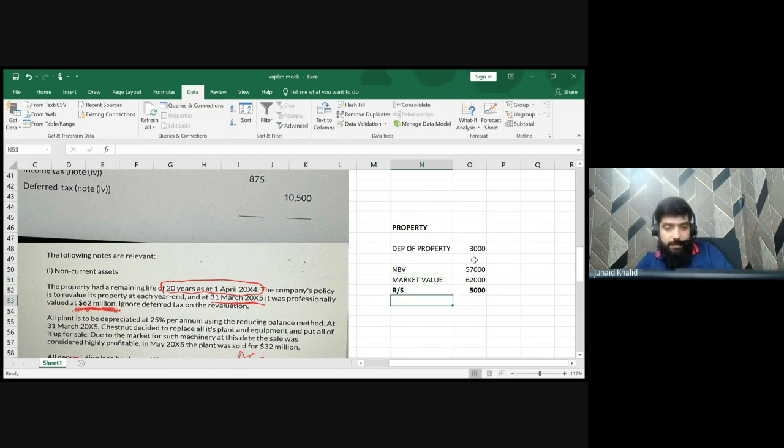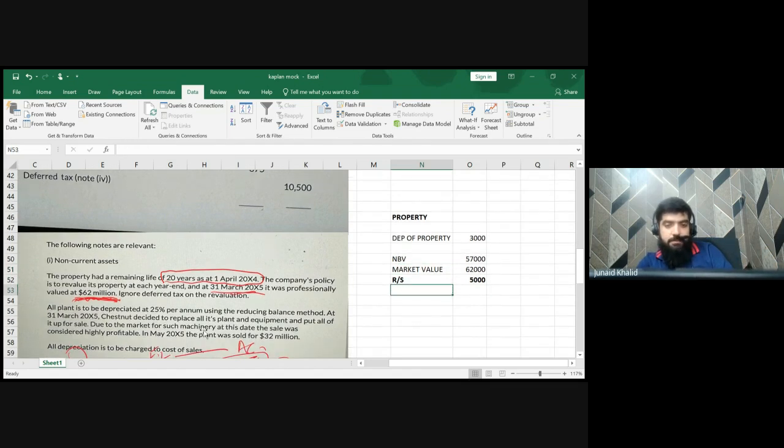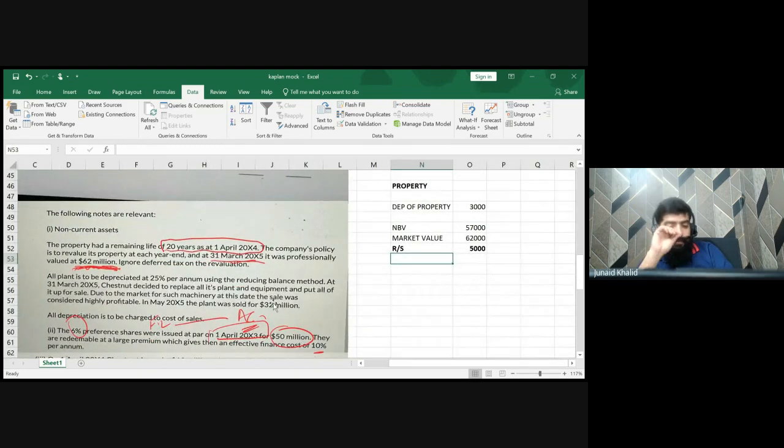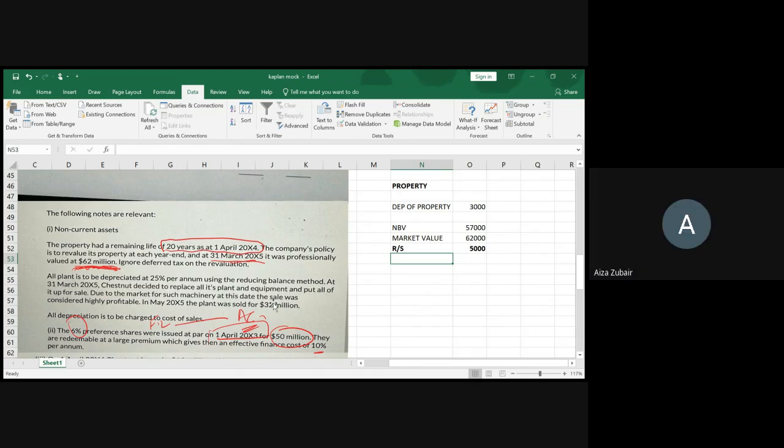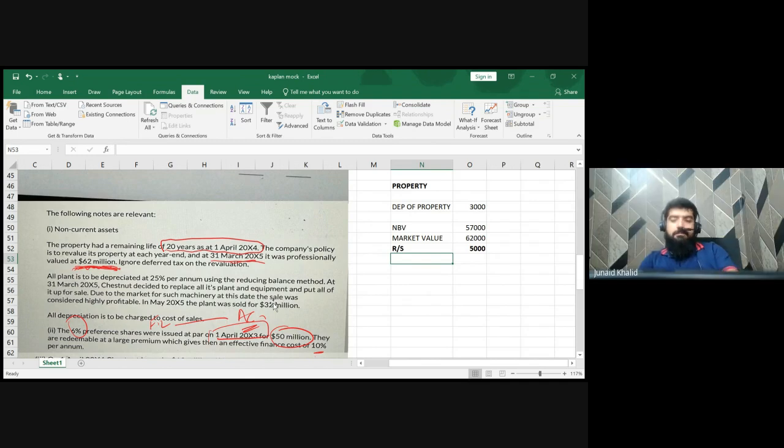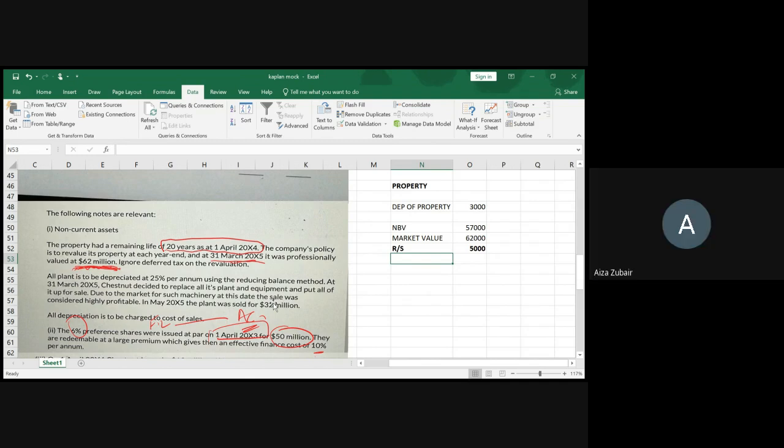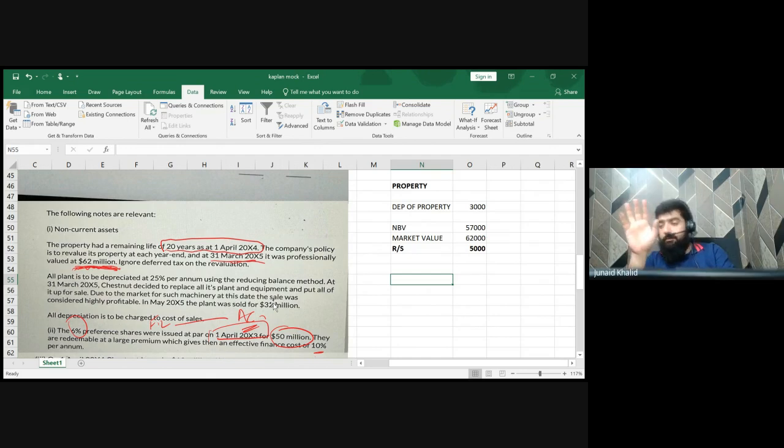So that adjustment was related to property, and now let's move on to plant. Can you please summarize what was given in the information related to plant? It's depreciated at 25% using the reducing balance method, and they're going to sell it. It was sold for 32 million. That was after the reporting date.